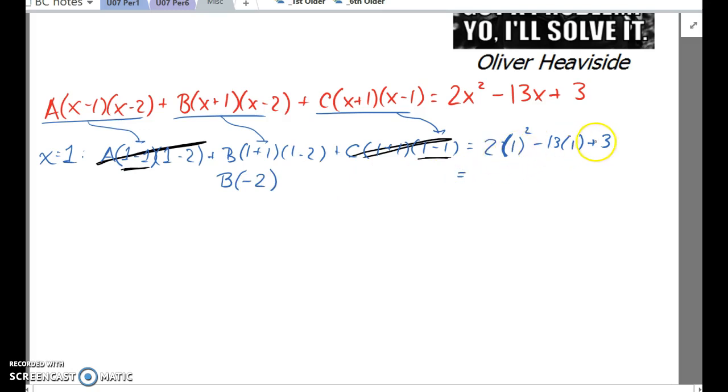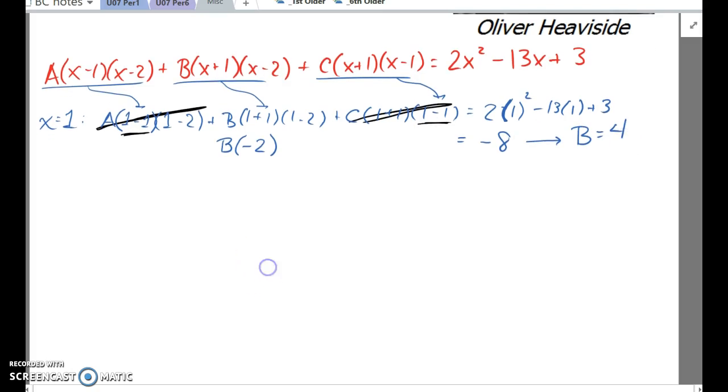equals 2 minus 13 plus 3, which as usual I am too dumb to figure out, negative 8. There we go. And then you have a really simple thing. B times negative 2 equals negative 8, and b equals 4. Okay.